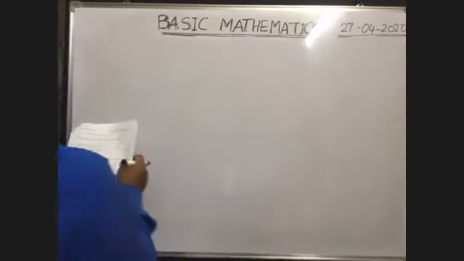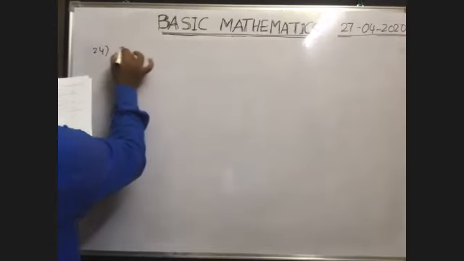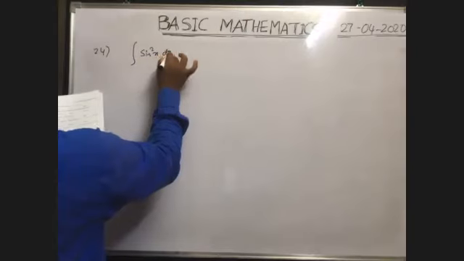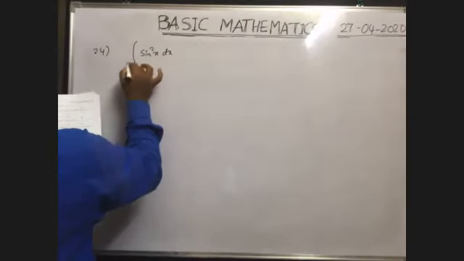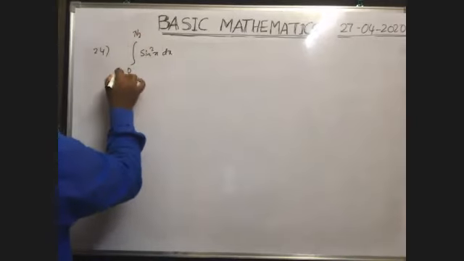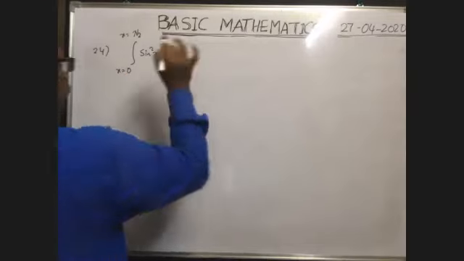Okay, next problem. 24th. Integral sine square x dx. Limits are mentioned here, 0 to pi by 2. Here these limits belong to x value. That's why x is equal to 0 to x is equal to pi by 2. It is given. What is its value?